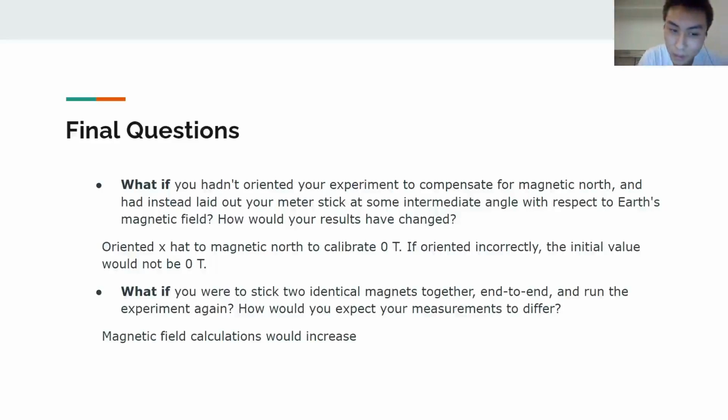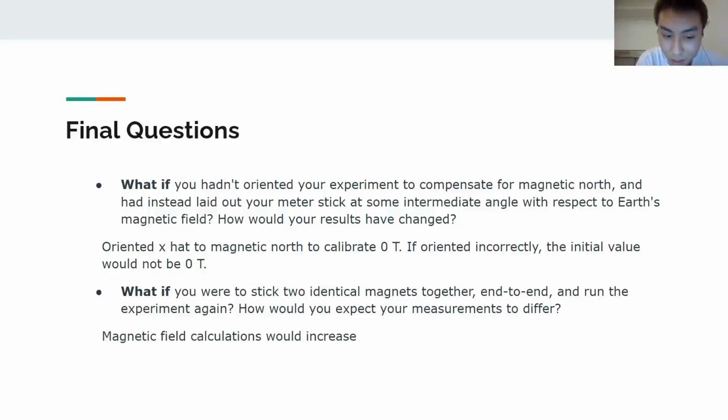For our final questions: what if you hadn't oriented your experiment to compensate for magnetic north, and had instead angled it somewhere else? What would change? We oriented it to x to account for the magnetic north to calibrate for 0 T, but if we orient it incorrectly or differently, then we would not have it set to 0 Teslas.